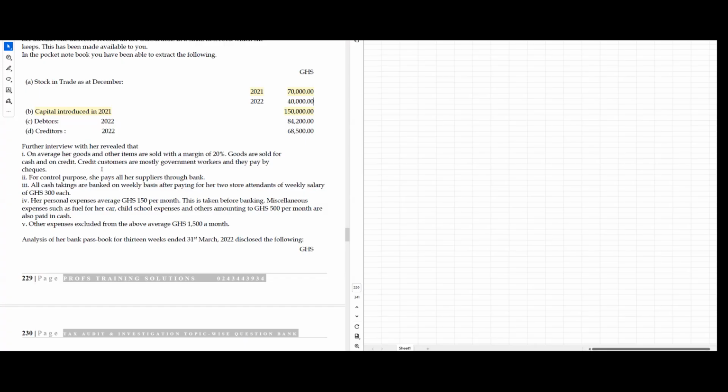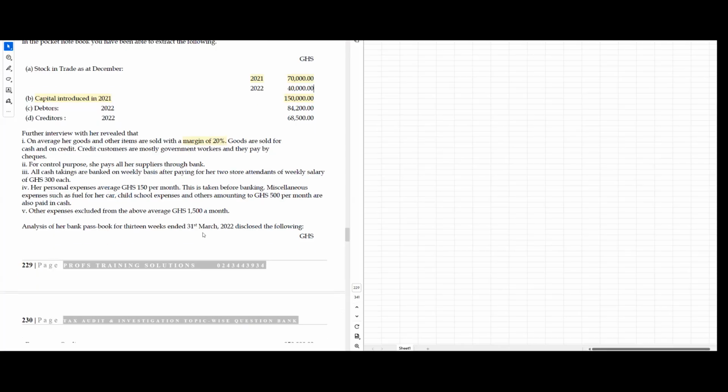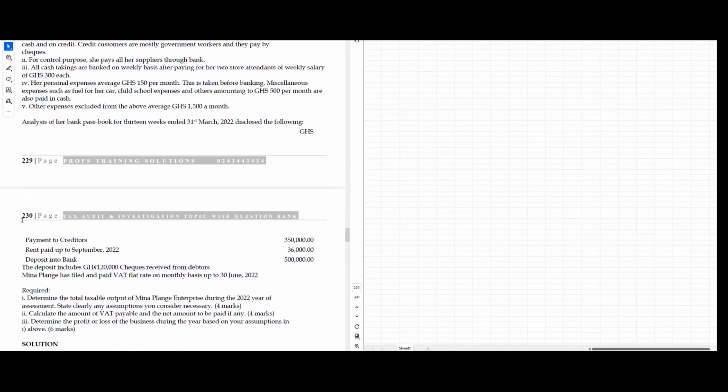Now, they said further interview with Mina Planche says that on average, goods and other items are sold with a margin of what? 20%. Good. And credit customers are mostly government workers. They pay by checks. For control purposes, she pays all her suppliers through the bank. So that means that anything in the bank statement is purely suppliers and customers. You can see that deposit into the bank would have been amount paid by customers. The deposit includes 120,000 checks received from debtors.